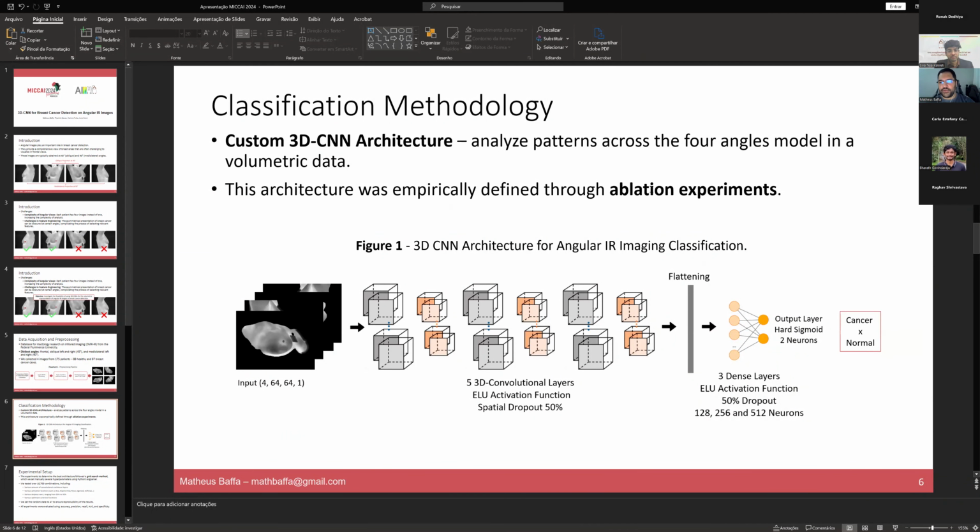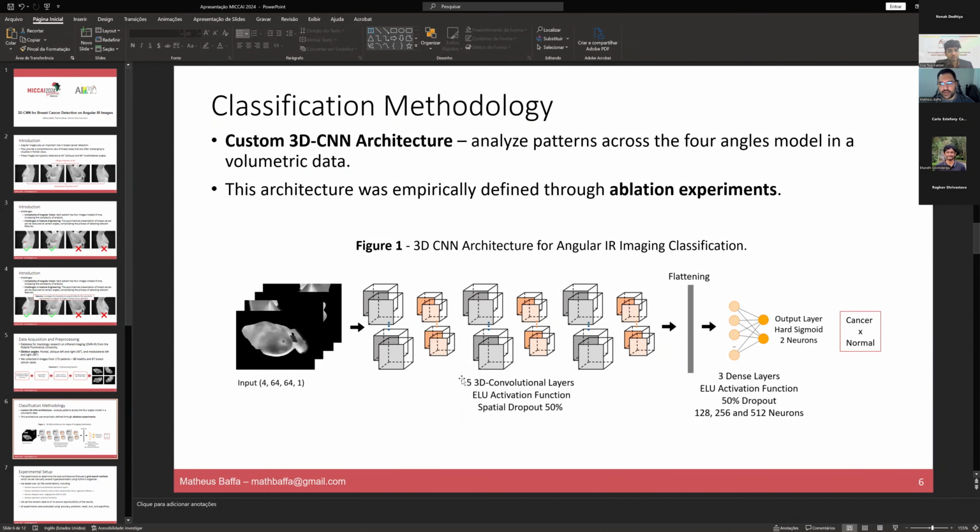We defined the architecture empirically through an ablation experiment. I will explain in the next slide how we conducted this experiment. But the 3D architecture has 10 layers, like in this representation. The input layer has the four in depth, the four angular images. They have the size of 64 by 64 and just one channel because we are working with grayscale images.